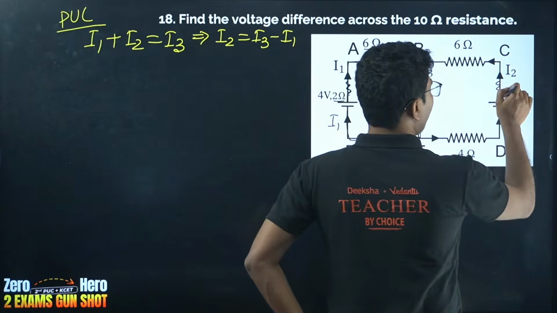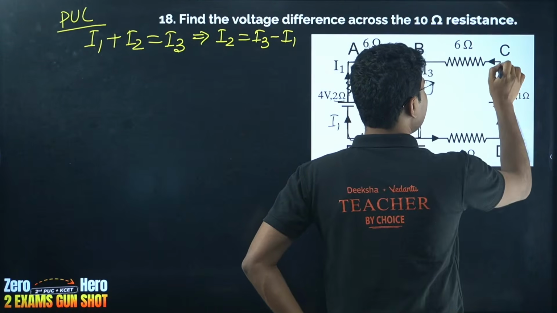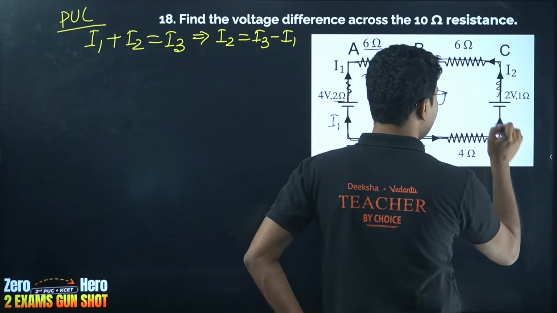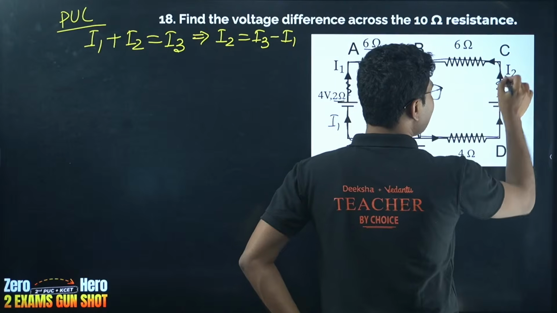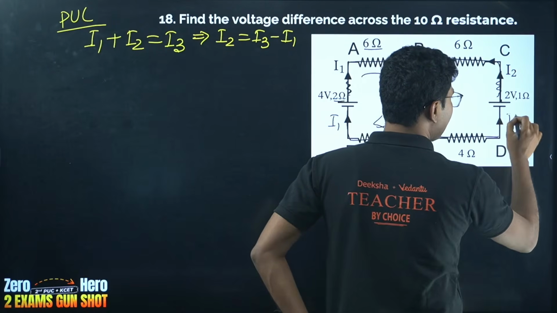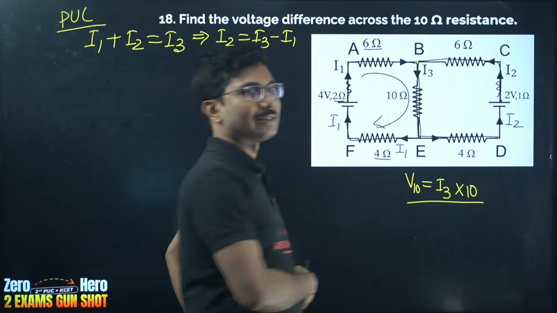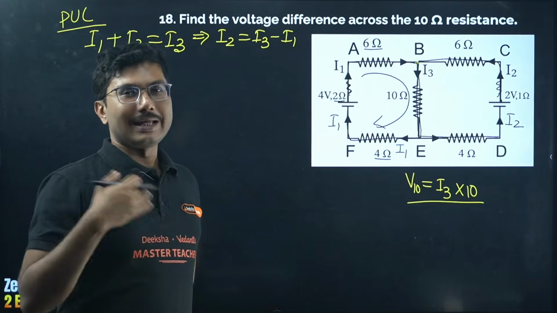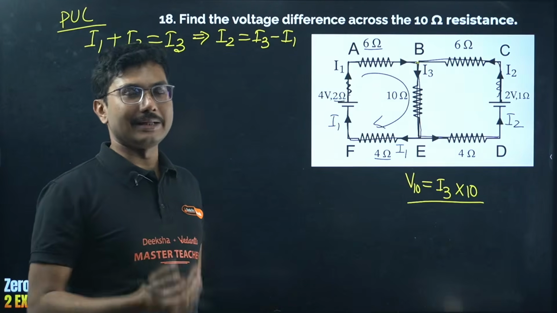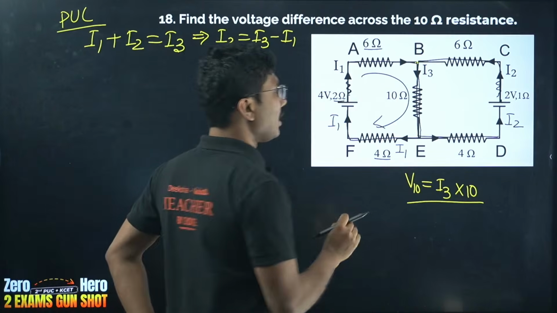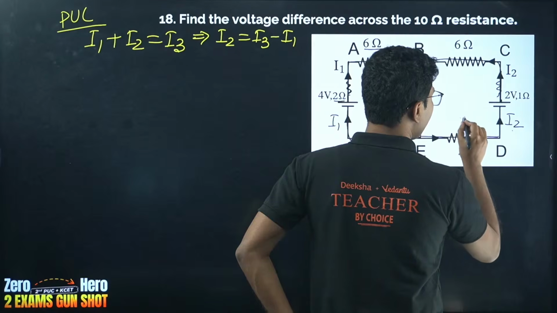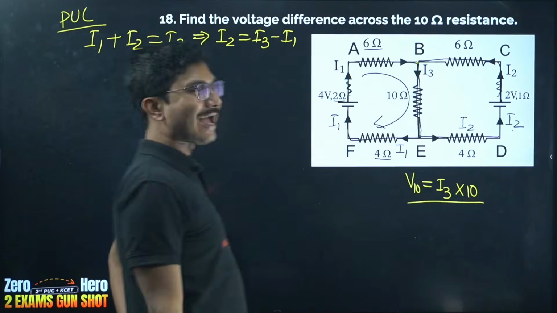Similarly, for this battery, if we go in the direction of the current, we will see that the current I2 is exiting the battery, so the same current should come back to the battery as well. No matter what, if a current exits a battery, the same current has to come back to it. That means I2 current will also pass through this resistance.